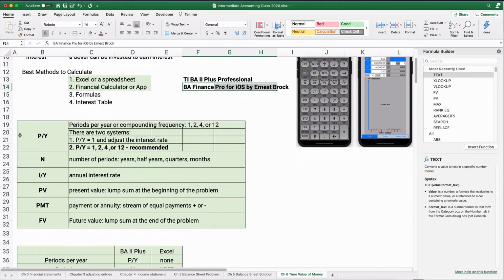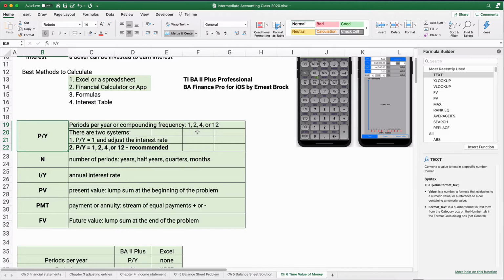There are things that we need to know. First of all, the periods per year or the compounding frequency. You could have a loan or an investment that is compounded once a year, that's annual. It could be compounded twice a year, that's semi-annual. Four times a year is quarterly, or 12 times a year is monthly. So when you first start, you think there are all sorts of numbers we could put here, but really it gets down to 1, 2, 4, or 12.